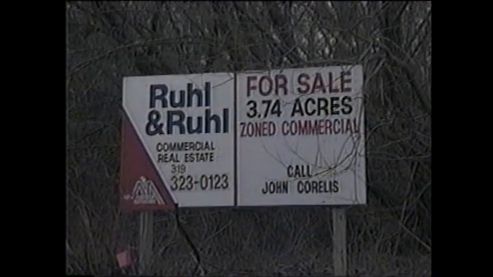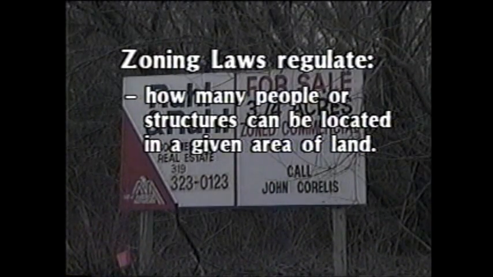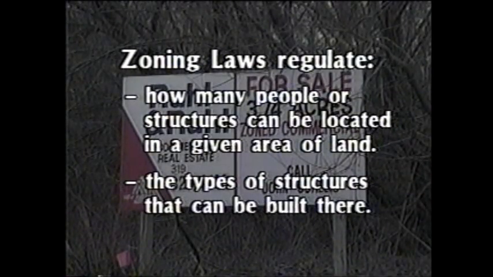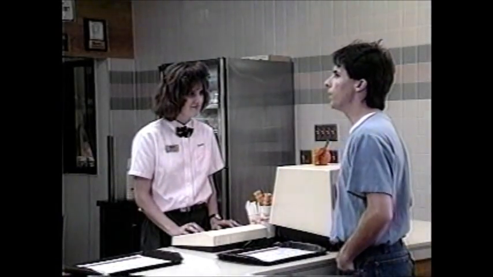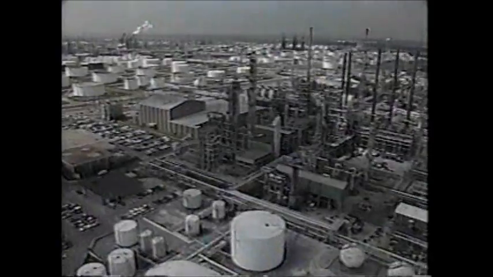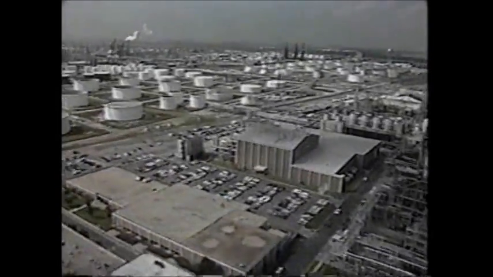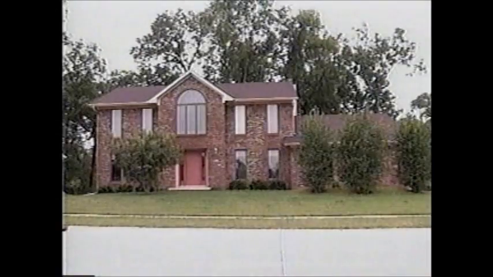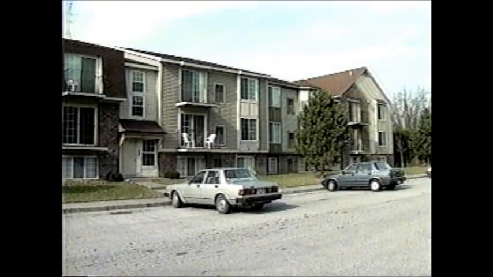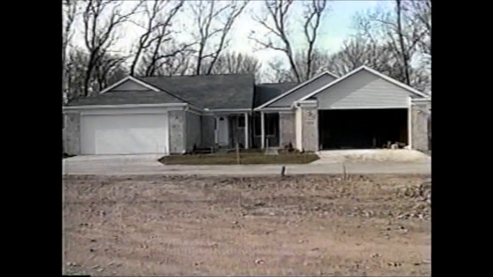That's pretty close. Zoning laws regulate how many people or structures can be located in a given area of land, as well as the types of structures that can be built there. For example, commercial zones are intended specifically for structures like malls, restaurants, and grocery stores. Industrial zones, on the other hand, are for structures like factories and warehouses. Now, what sort of structures do you think are allowed in residential zones? Oh, I know, houses. Right. Houses, apartments, condominiums, and other residential buildings.